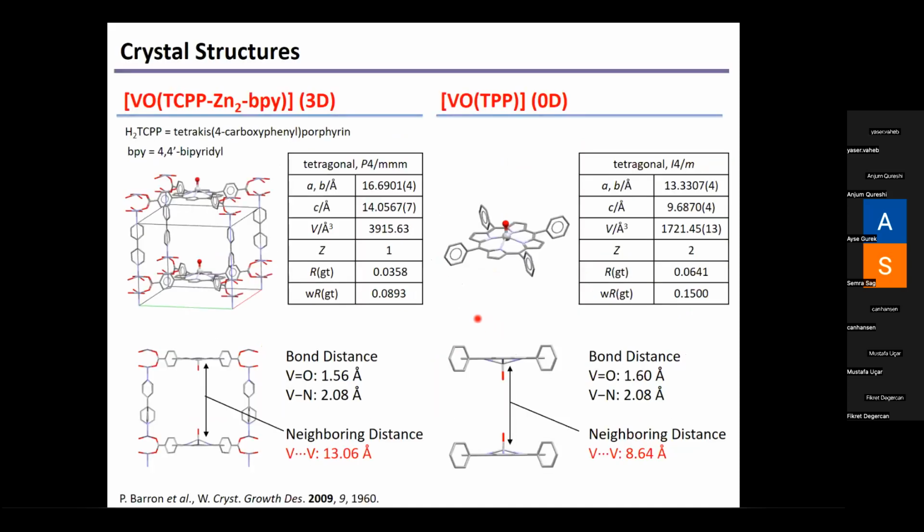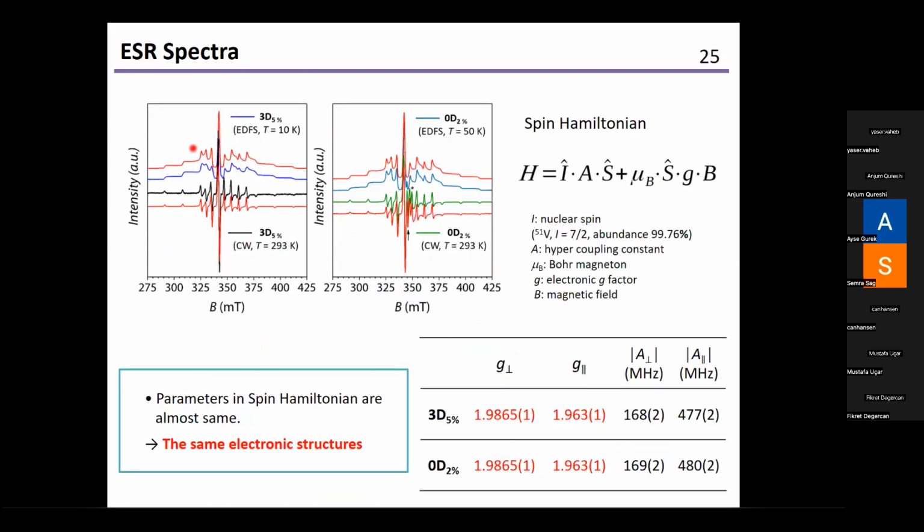So this is the crystal structure. This is the zero-dimensional starting material, and this is the 3-dimensional MOF. The metal-metal distances are a little different. This is the EPR spectrum, diluted in non-magnetic titanium oxide, of the 3-dimensional MOF and the zero-dimensional starting material. You can see g perpendicular and g parallel by EPR are the same values. Same values mean that the 3-dimensional MOF and the zero-dimensional starting material have the same electronic structure.